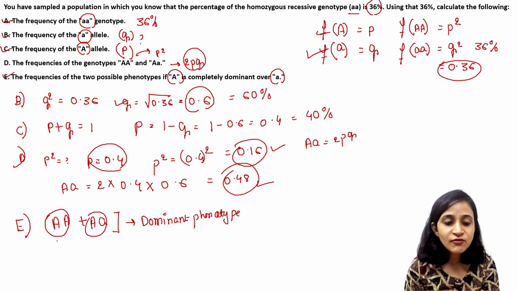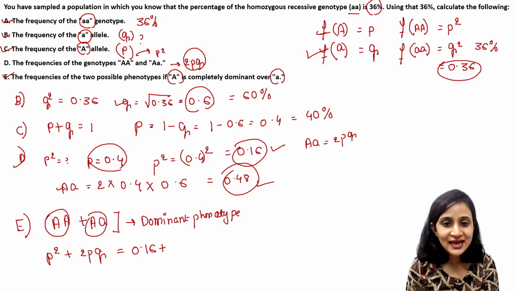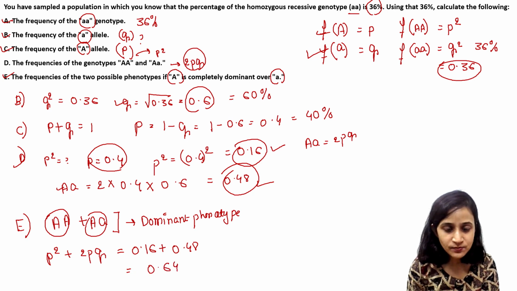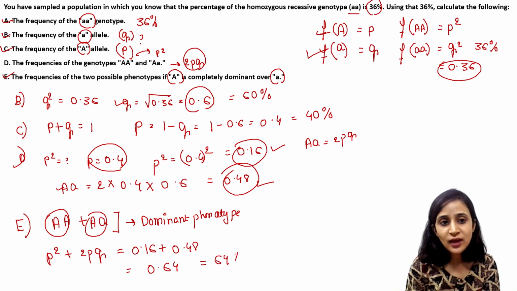So we know that the frequency of capital A capital A, that is p square, is 0.16. So p square plus 2pq it is actually asking. So p square we know it is 0.16 and 2pq also we know that is capital A small a, and it is 0.48. That means 0.64. So 64% you can say here. So this is the simple problem.